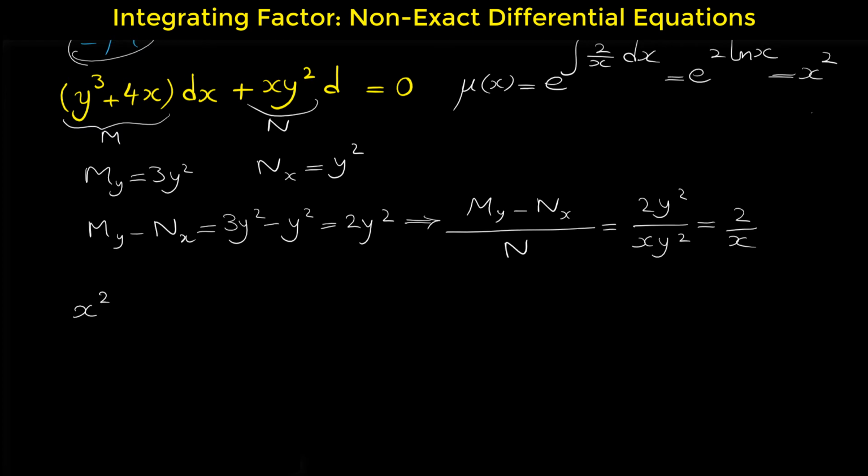x squared y to the 3 plus 4x to the 3. Note that we multiply each term by x squared, plus, if we multiply this by x squared, we have x to the 3 y squared dy equals 0.